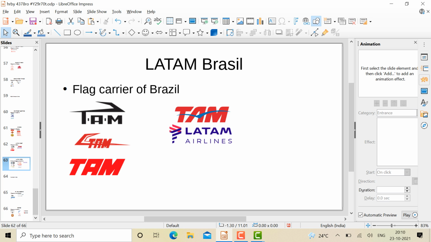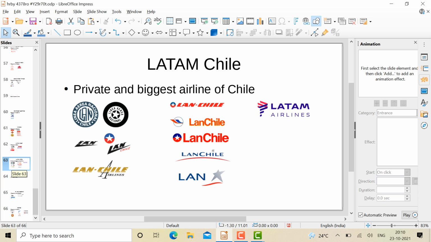The next airline is Latam Chile, which is the private and also the biggest airline of Chile. The first logo has Línea Aérea Nacional Chile. It was actually one logo, and then there were actually two logos again, and before it was changed to one logo, Lan Chile.